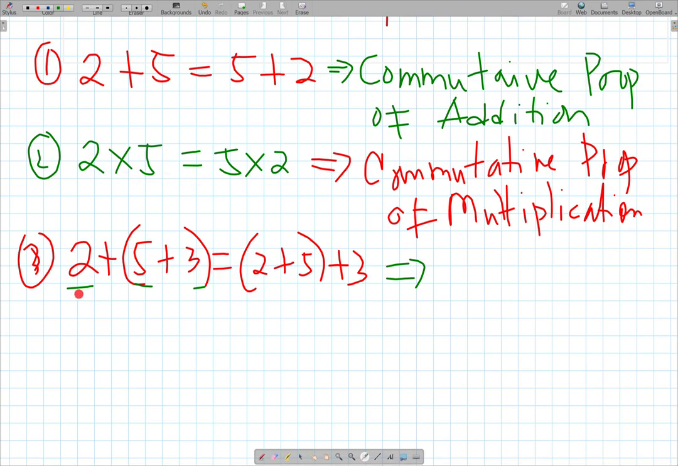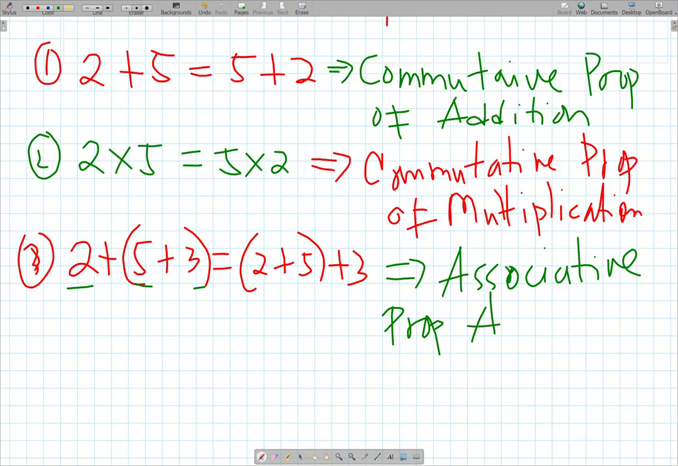Now, ngayon, tatlo siya, no? 1, 2, 3. Tatlo ang number. May 2 ka, may 5, may 3. So, pag tatlo ang number, that is associative, no? Associative property, no? Property of ano? So, di ba? Plus yan, no? So, that is associative property of addition. Okay? So, yan, no?